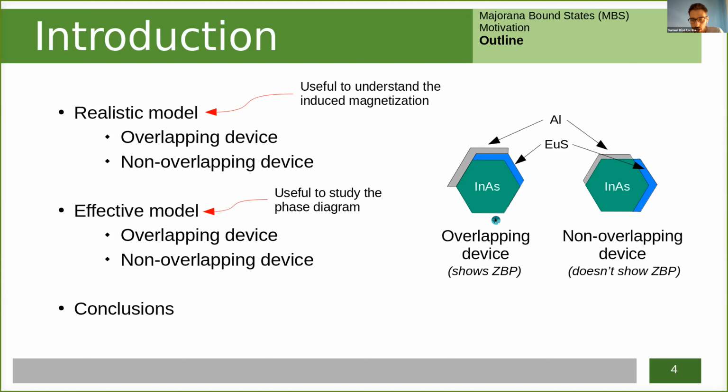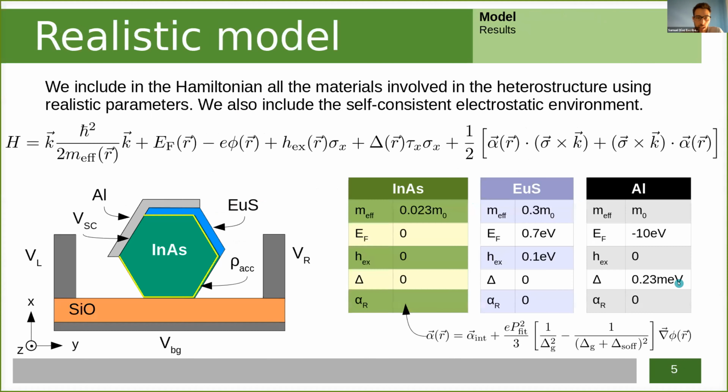This device we call the overlapping device because the aluminum and the europium sulfide are in contact on one facet. This device is the one that shows a zero bias peak in the experiments. And this other device we call the non-overlapping device because these two materials are not in contact, and it doesn't show a zero bias peak in the experiment. So let's start with the realistic model. Within this model, we include in the Hamiltonian not only the indium arsenide nanowire, but also the europium sulfide and the aluminum layers.